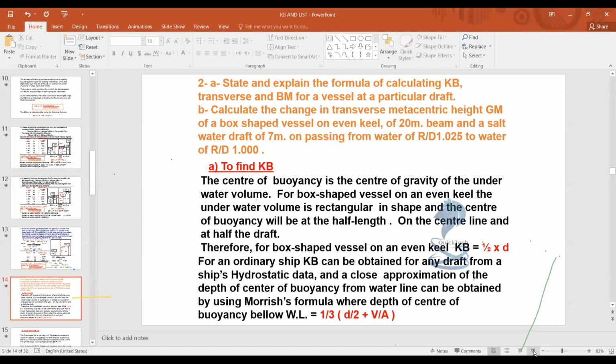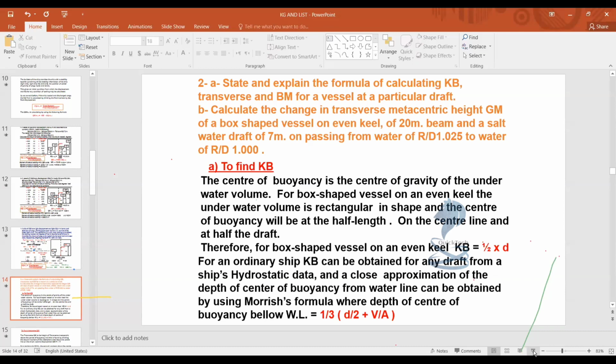Next question. State and explain the formula of calculating KB, transverse, and BM for a vessel at a particular draft. Part 2. Calculate the change in transverse metacentric height GM of a box shaped vessel on even keel of 20 meters beam and salt water draft 7 meters on passing from RD 1.025 to water of RD 1.000.